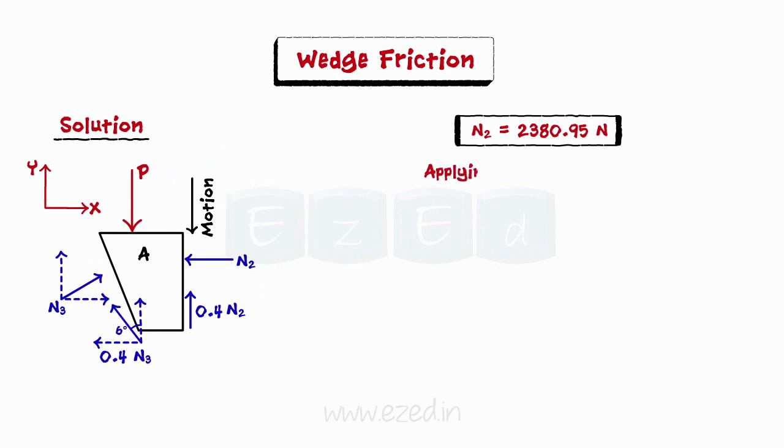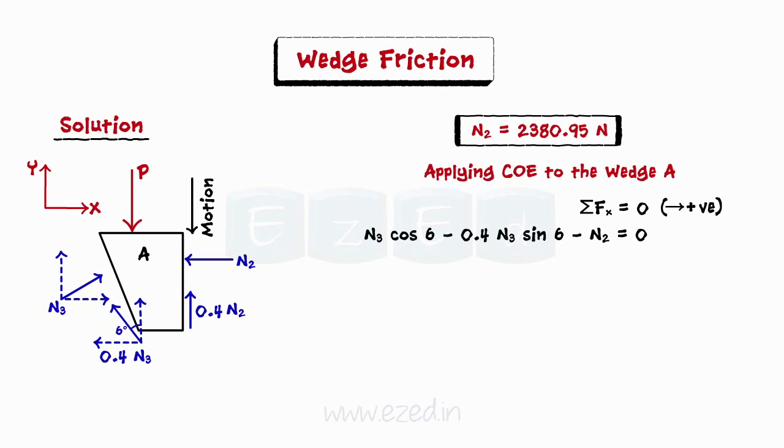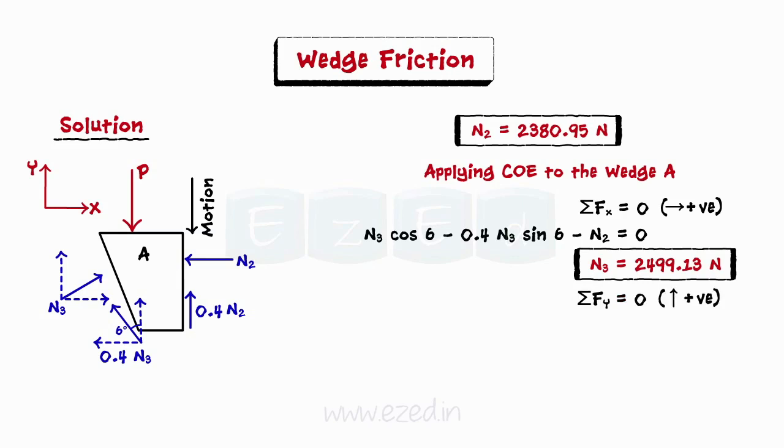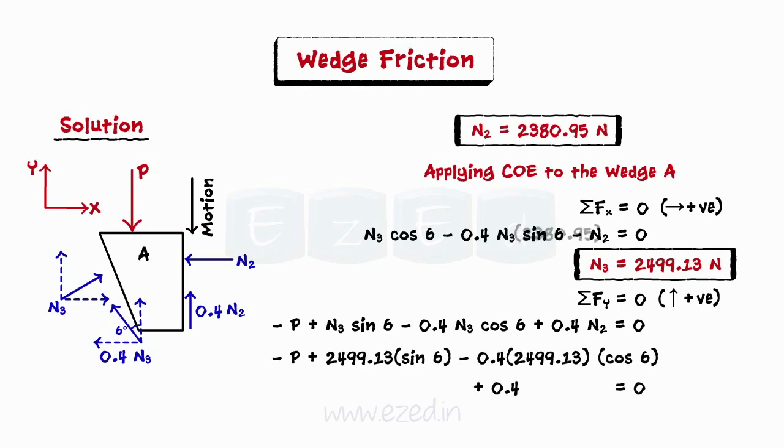Next, we will apply conditions of equilibrium to the wedge A. We will first equate the summation of all forces in the x direction to 0. Thus, we will be able to find the magnitude of normal reaction between the wedges should be equal to 2499.13 newtons. Then, we equate the summation of all forces in the y direction to 0. On simplifying, we find the minimum force P should be equal to 2207 to just push the block.